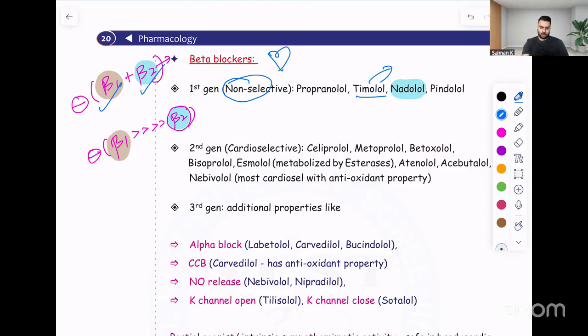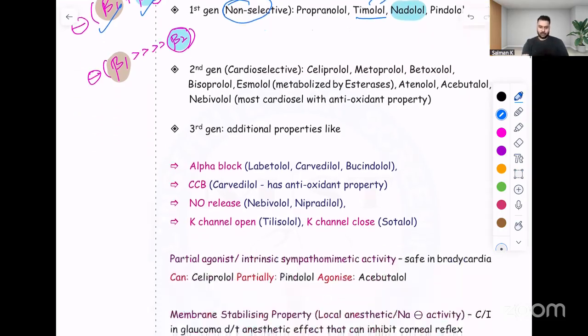Next is cardio-selective. Now in the cardio-selective, you must know something here. The most cardio-selective is nebivolol. What do you mean by most cardioselective? That means this drug works more on the beta 1, very less on the beta 2, right? Very less on the beta 2. That's why it's called cardioselective.